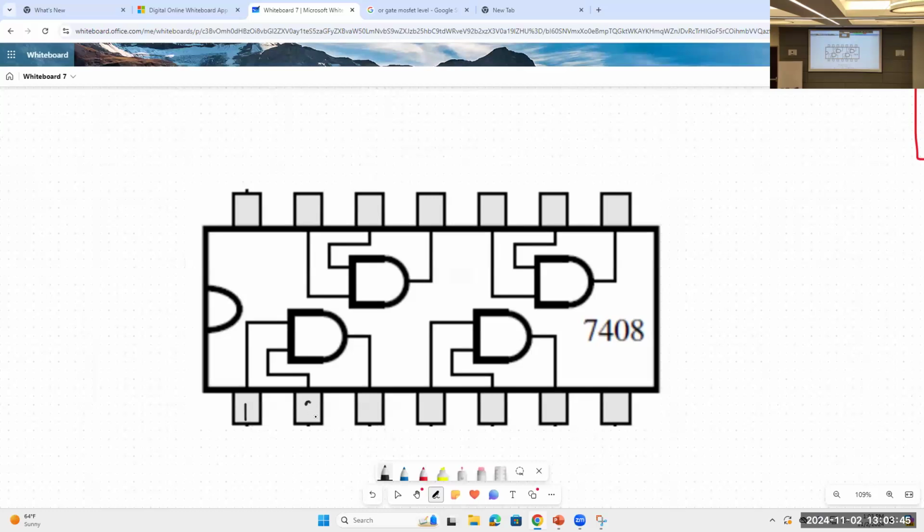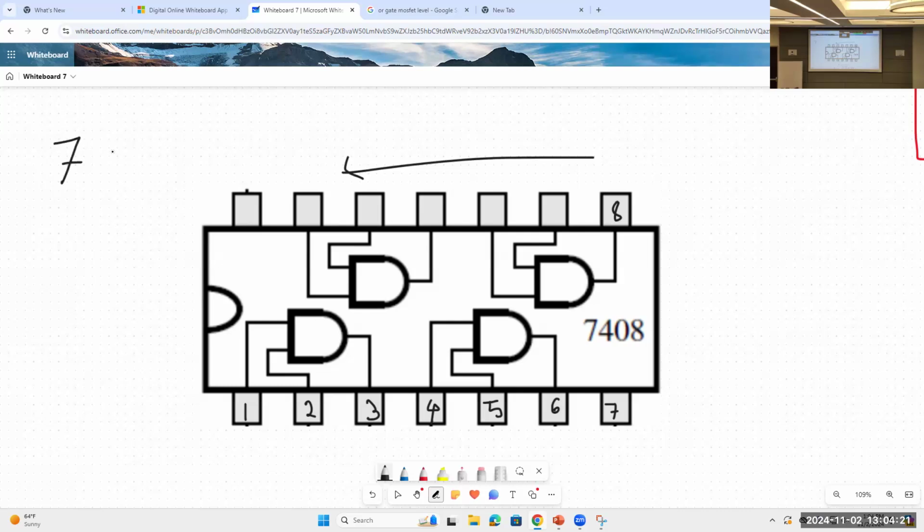This is pin number 1, this is 2, this is 3, this is 4, this is 5, this is 6, this is 7, and so on. This is 8, then. Always 7 pins on one side. For this series, I mean, this is called the 7XX series. There will be 7 pins on one side and 7 pins on the other side. But there are other chips and chip series as well. There will be a different number of pins.